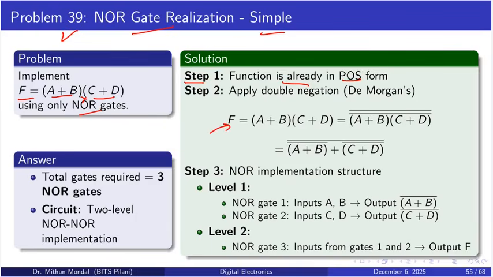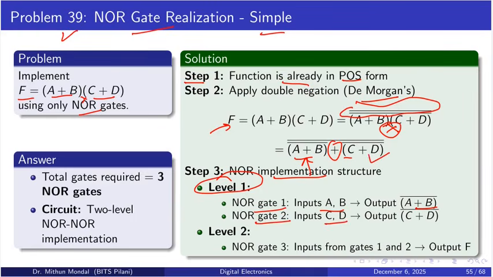You can apply the double negation here in accordance with De Morgan's theorem. So we have the double negation, and then the product may be converted to the summation, and its corresponding structure will be obtained. For the NOR implementation structure, we have level 1, where you need NOR gate 1, which takes the inputs A and B. So this is A plus B bar, and for NOR gate 2, we need the inputs C and D. So here you have the output C plus D bar.